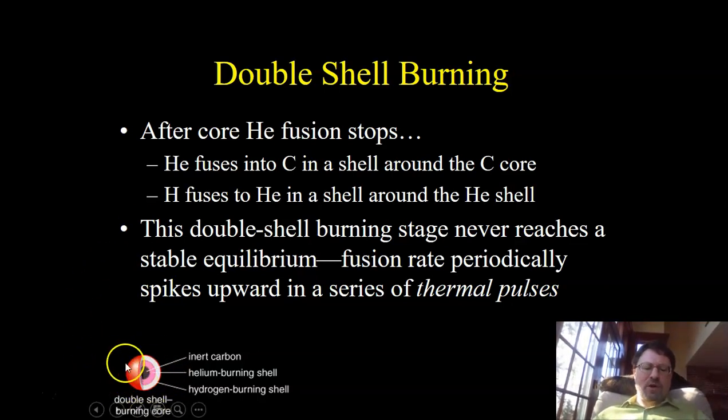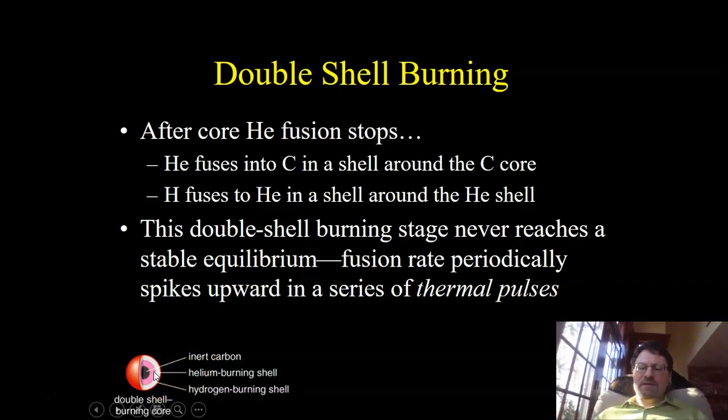Here's the core of the star down in the lower left here, once it has just started to leave the horizontal branch. You've got the inert carbon core, you've got a helium burning shell around that, you have a hydrogen burning shell around that, and then there's lots of other gas in the star surrounding this core, but that's all inert. That is, it's not fusing, mostly hydrogen and helium gas. So this is called the double shell burning stage for good reason. There's two shells that are undergoing fusion.